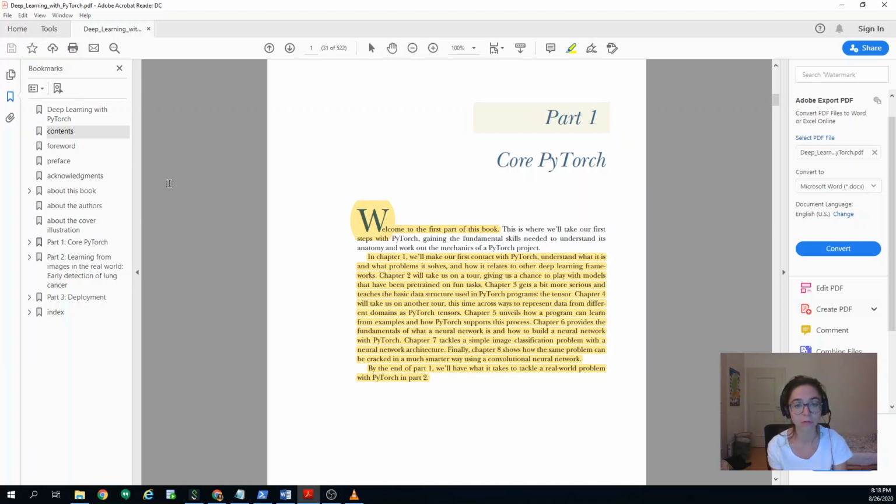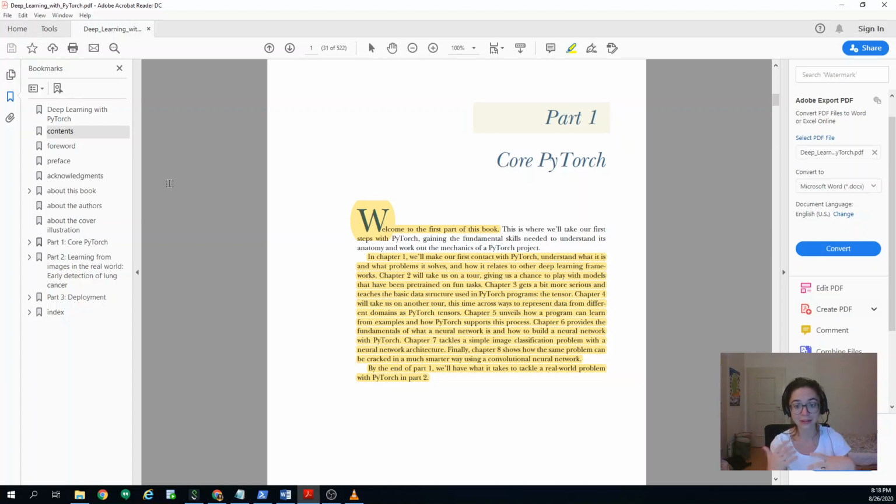Then in chapter 2 we will take a tour giving us a chance to play with models. Honestly, chapter 2 is super cool, and they have been pre-trained on fantasy tasks. And then chapter 3 gets a bit more serious and teaches us basic data structures used in PyTorch programs, like the tensor. And then chapter 4 takes us on another tour, this time across ways to represent data from different domains as PyTorch tensors. Then we have chapter 5, which unveils how a program can learn by looking at examples, right? So the whole concept of machine learning.